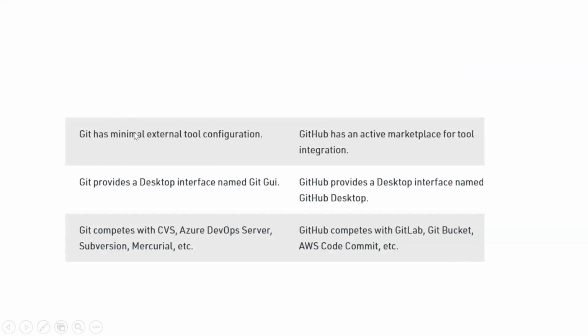Here is a quick continuation of this slide. There are some competitor products of Git as well. You can see some Azure product. There is GitHub, GitLab, Bitbucket, and AWS CodeCommit. Those are the different services.